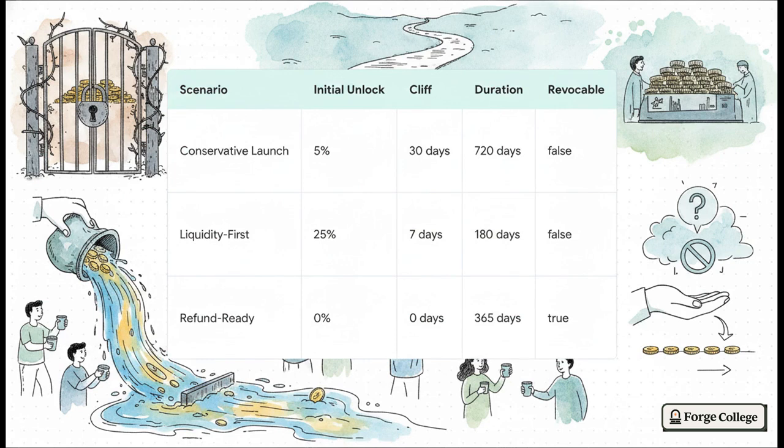We asked our AI assistant to generate 3 distinct scenarios. First, a conservative launch. This has a tiny 5% unlock, a 30-day cliff, and a massive 720-day duration. Second, a liquidity-first approach with a hefty 25% unlock right up front and a much shorter 180-day duration. And finally, a refund-ready scenario, fully revocable from day 0. Just look at the stark differences here between the conservative approach and the liquidity-first approach.